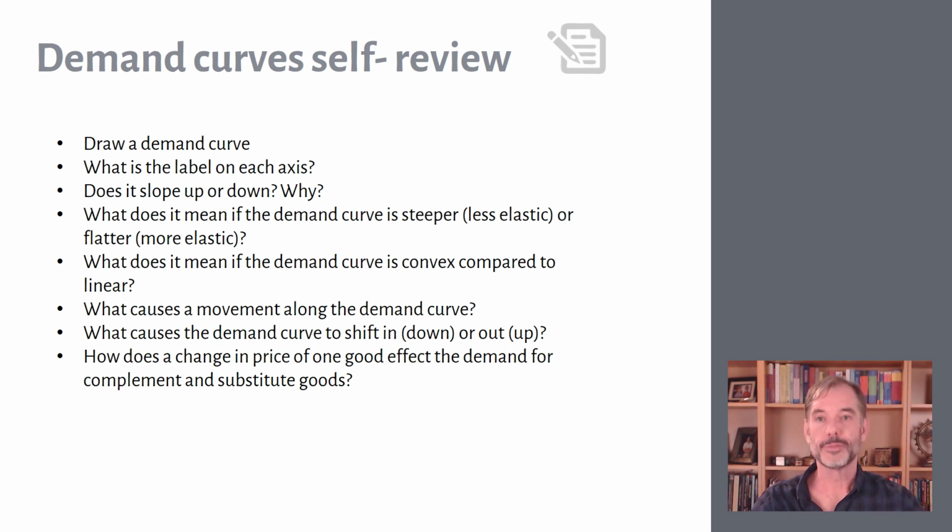Okay, next, what causes the demand curve to shift in or down or up or out? Depending on how steep the curve is, it's hard to say if it's moving up or out. But what causes shifts in the demand curve? You should be able to say the different reasons behind that. And finally, how does a price change for one good affect the demand for that good, and how does it affect the demand for complementary or substitute goods?